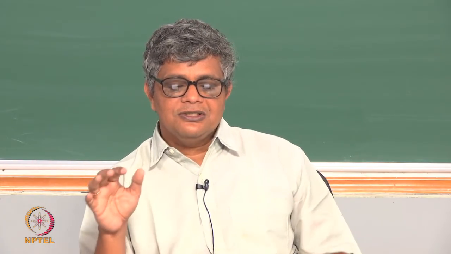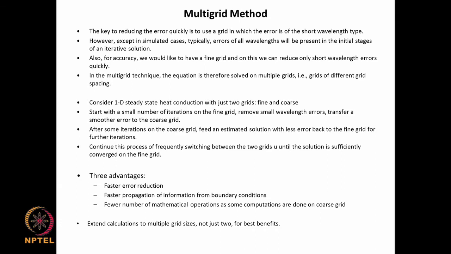So, by doing this you gain 3 advantages. You get faster error reduction because each error is being reduced efficiently on grids of different sizes, and we know that the grid size does matter when we look at finite difference, when we look at reducing error using something like the Gauss-Seidel method.